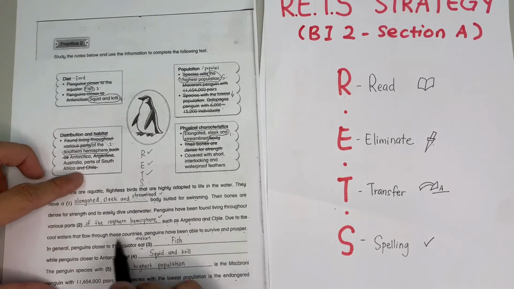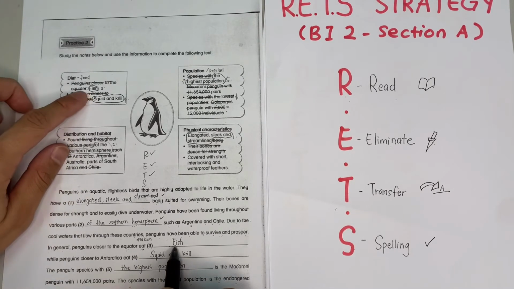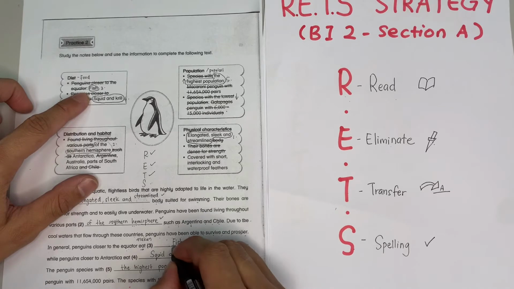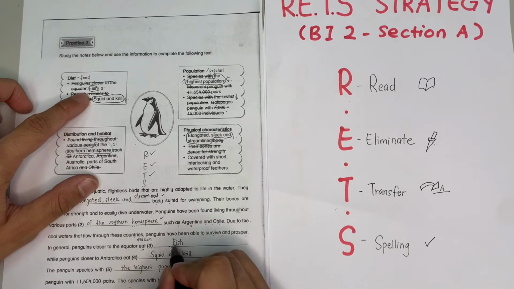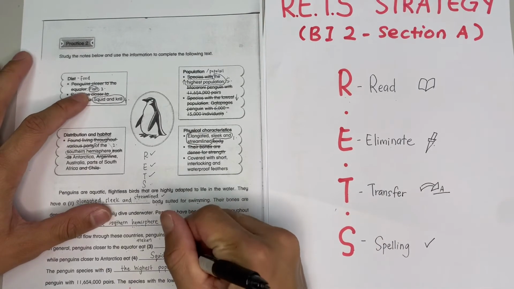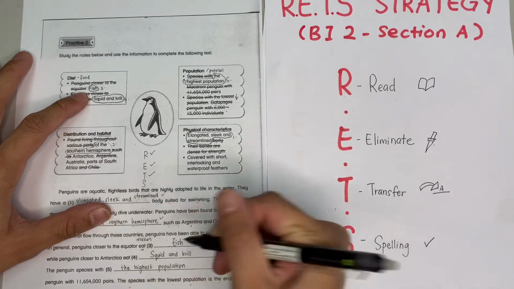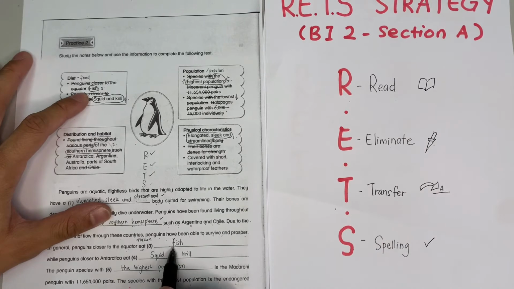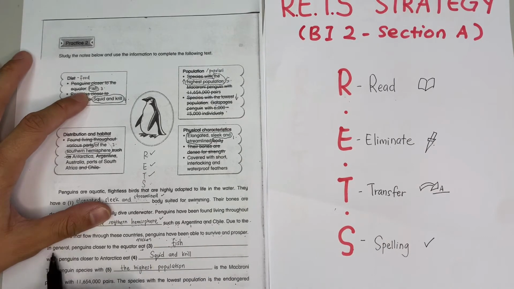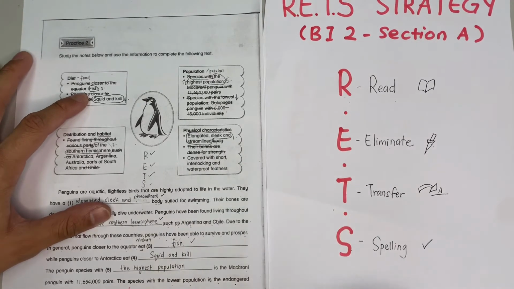Okay, next. In general, penguins closer to the equator eat fish. FISH, fish. Oh, I've checked something wrong. Why did I use capital letter? Because it should be a small letter because it's in the middle of a sentence. So I've checked my spelling, my punctuation is wrong. My capital letter is wrong, so I'm going to make it small letter. Okay, check again. Penguins closer to the equator eat fish. Okay, I'm happy with my answer. I'm going to give it a tick.